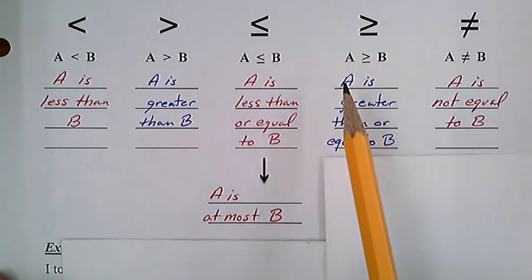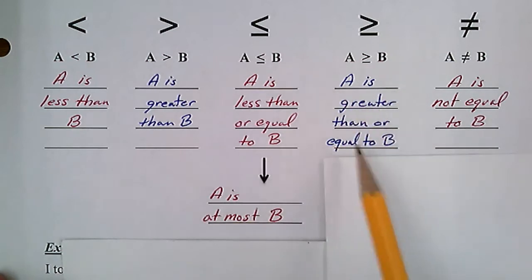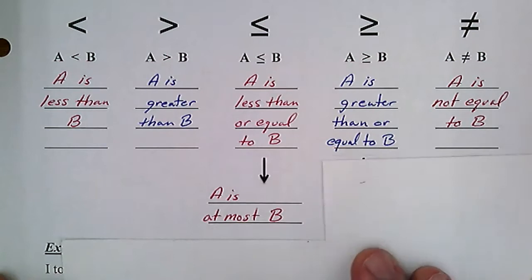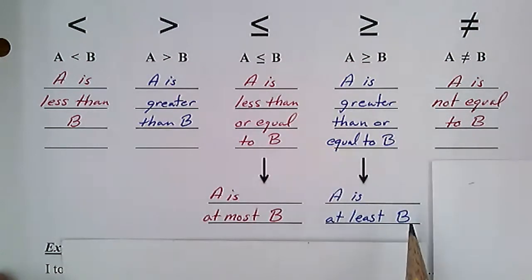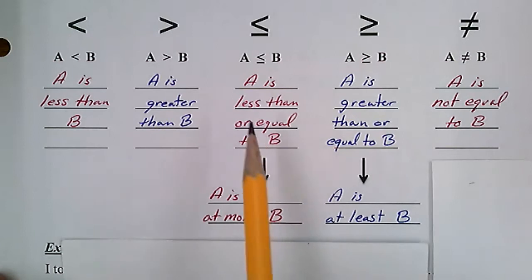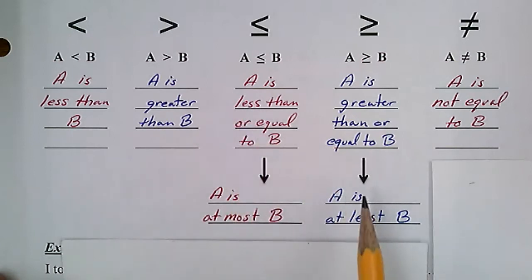In this one over here, we say A is greater than or equal to B, but we can also say A is at least B. Now that's really confusing for some of you because you see this and you think that that sounds like less, but that's not what that means, okay? A is at least B. So I'll give you an example on that one.